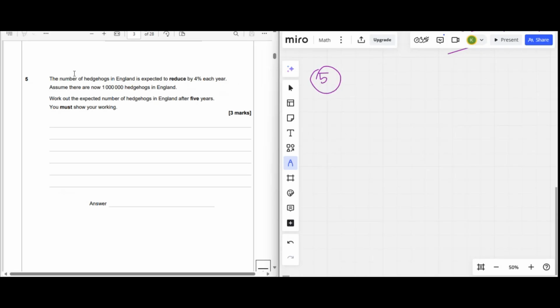Next we have: the number of hedgehogs in England is expected to reduce by 4% each year. Assume there are now 1 million hedgehogs in England. Work out the expected number of hedgehogs in England after 5 years. You must show your working. Alright.